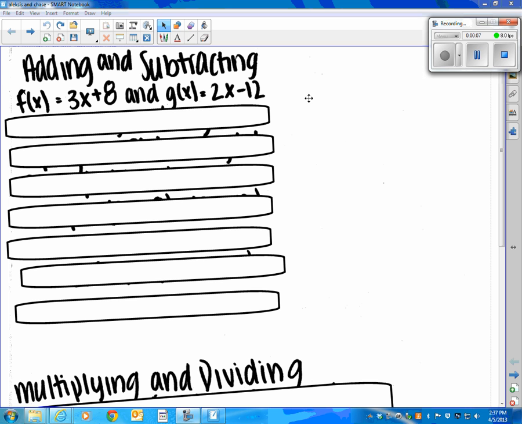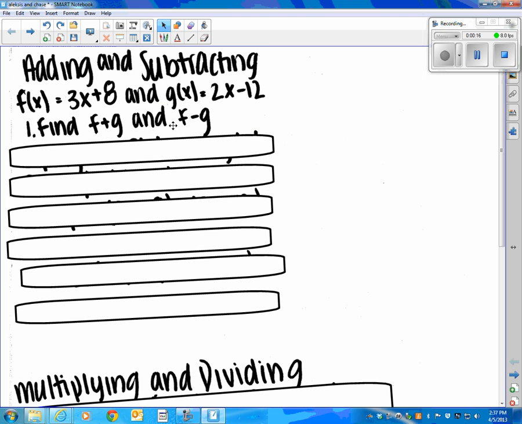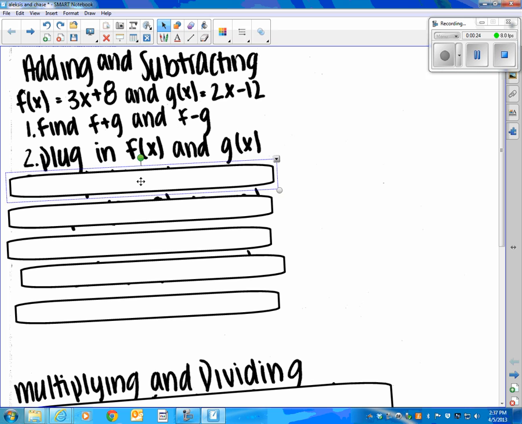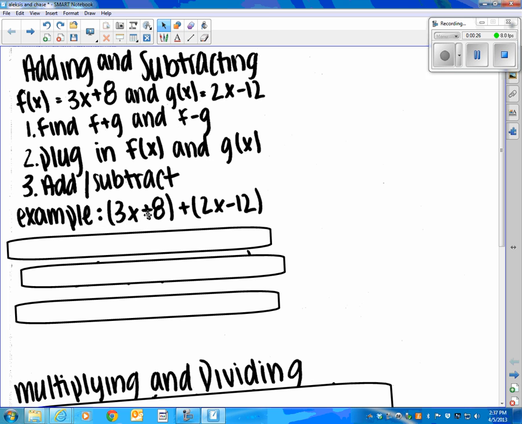We will start with adding and subtracting f of x and g of x as the first example. First things first, you need to find f plus g and f minus g. This is pretty basic, similar to most algebra you've already done. You plug it in, and then you add and subtract. Pretty straightforward.